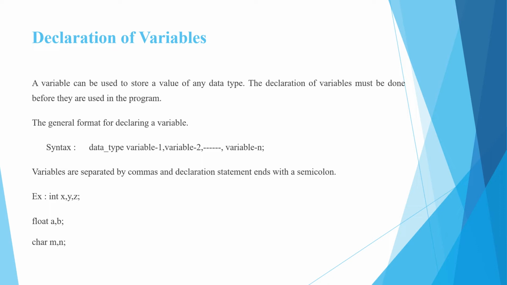Some examples for the declaration of variables are: int x, y, z; float a, b; char m, n. Here x, y, and z are variables of the type integer. a and b, these two are variables of the type float. m and n, these two are variables of the data type character.